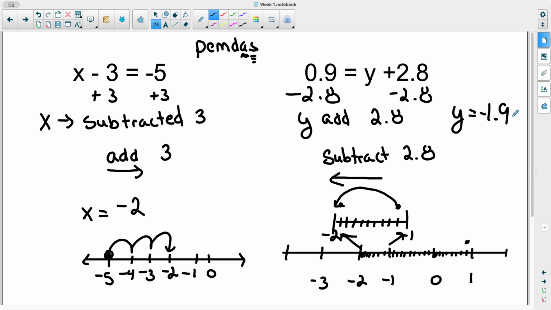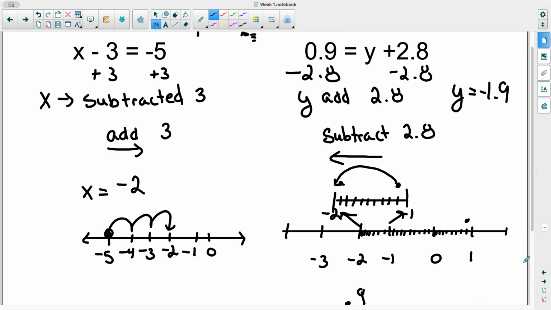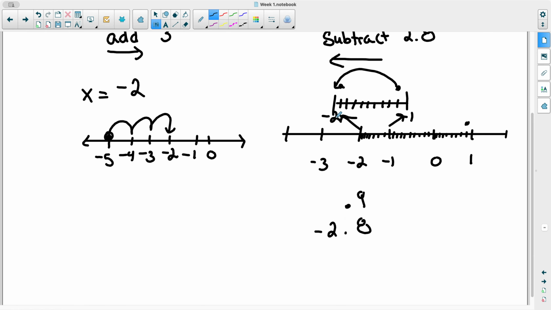Now you don't need to do this like that. You can do it in your head. Another way of doing this is 0.9 minus 2.8, right? So we would have, oh, sorry, back up a second, negative 2.8 plus 0.9.